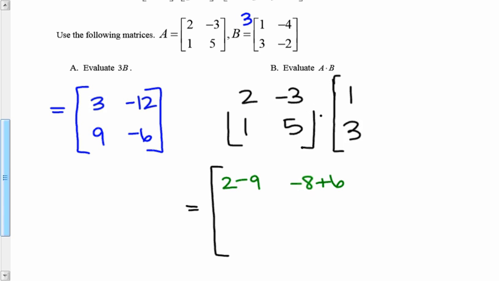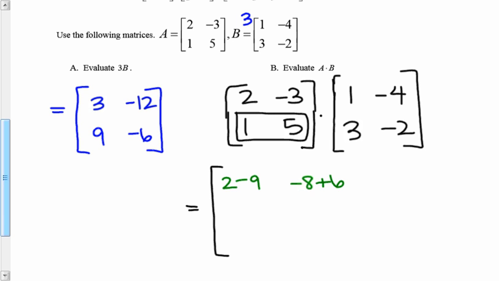Just rewriting here because I was using my marker. Okay, moving on to a new row. So I'm going to work with my second row in my first matrix now, and I'm going to work with my first column in my second matrix. Now I'm multiplying 1 and 1, then I'm multiplying 5 times 3 and adding those together. So 1 times 1 gives me 1, and then 5 times 3 gives me 15, so I'm just doing 1 plus 15.